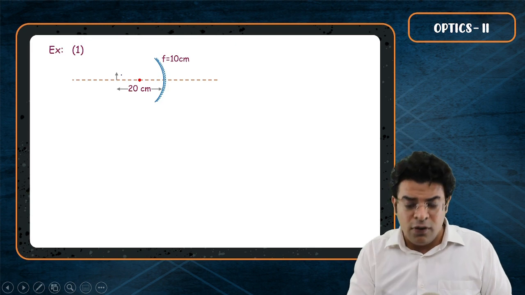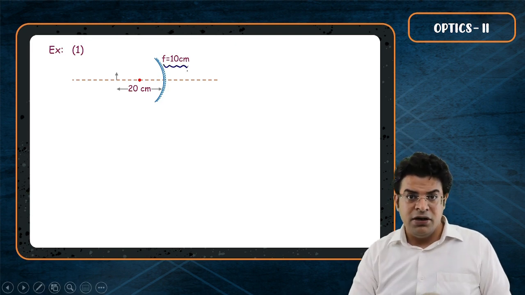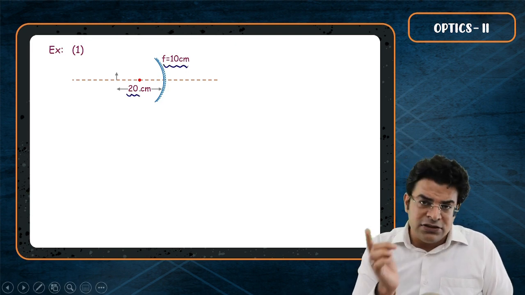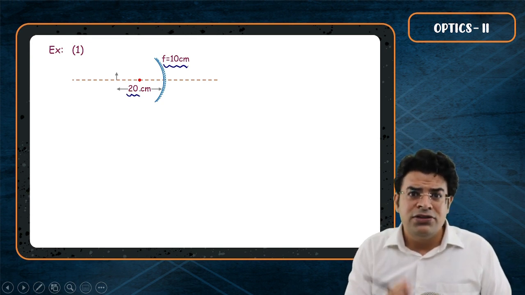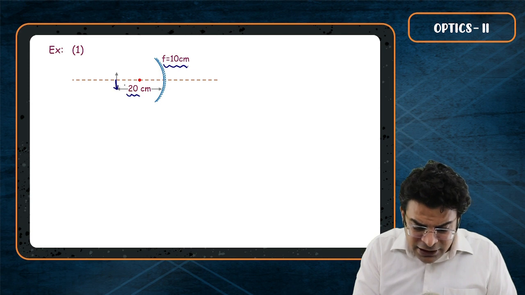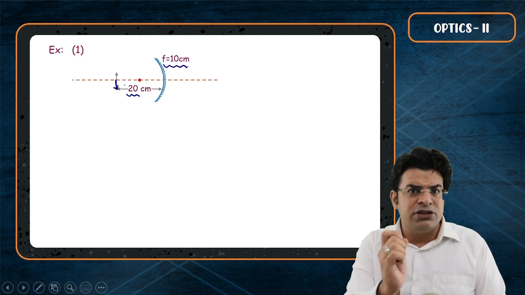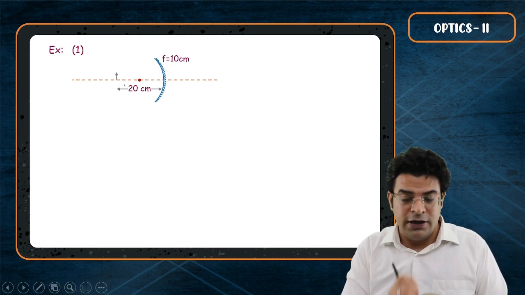And isn't it obvious, if the focal length is 10 centimeter and you have placed the object at a distance of 20, you have placed the object at the center of curvature. So the image will also be formed at the center of curvature. It will be of the same size, real, inverted.